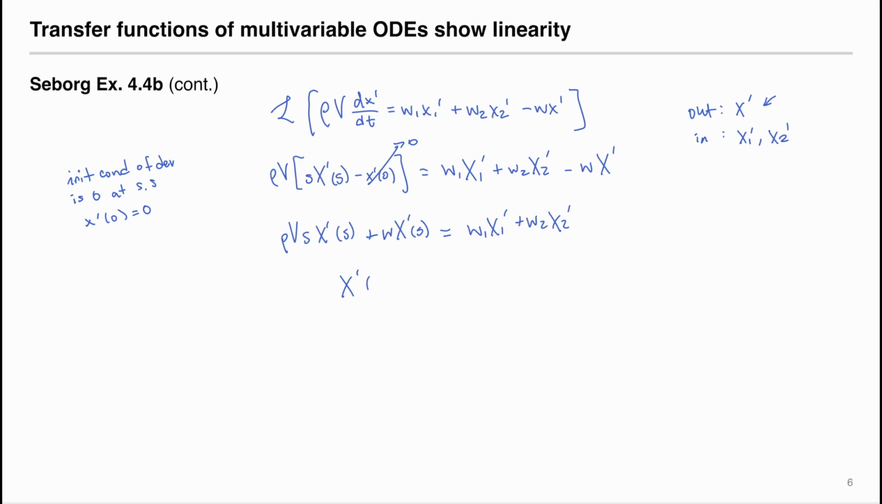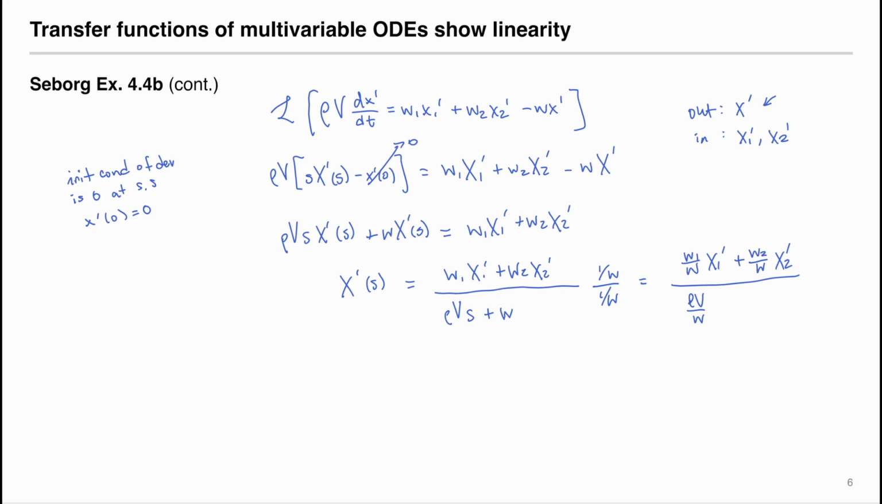And then isolate big X prime: w1 X1 prime plus w2 X2 prime, and on the left we have the coefficient rho V s plus w. This can be rewritten so that we have the common form of something times tau s plus 1 on the bottom. To do that, we multiply the top and bottom by 1 over w. That will give us w1 over w, w2 over w, divided by rho V over w s plus 1.